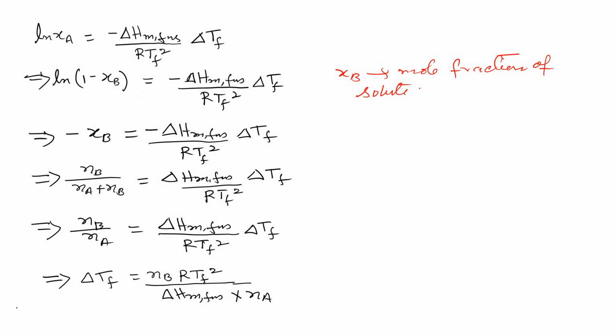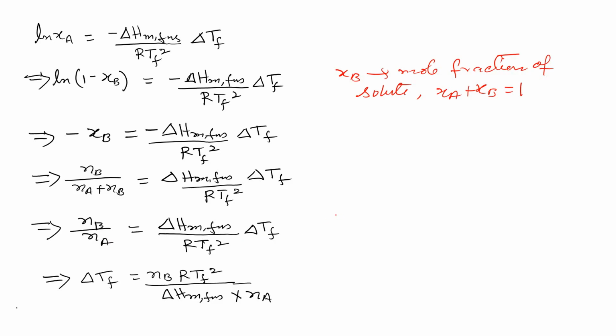So we can write the mole fraction of the solute, and we know that XA plus XB is equal to 1. So 1 minus XB you can write, right-hand side same thing. If we expand and neglect the higher terms, the answer will be minus XB, that is equal to minus latent heat of fusion per mole divided by RTF square into delta TF. Now in place of XB, the mole fraction of the solute, I can write number of moles of solute divided by number of moles of solvent plus number of moles of solute. Next line, I can approximate it: in place of NA plus NB, I can write NA.